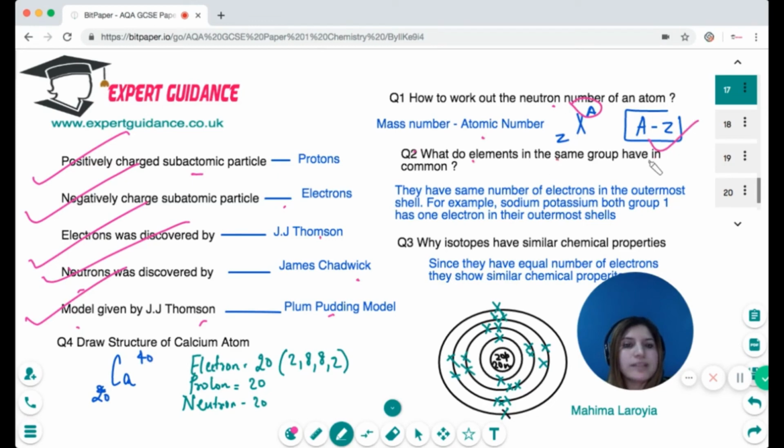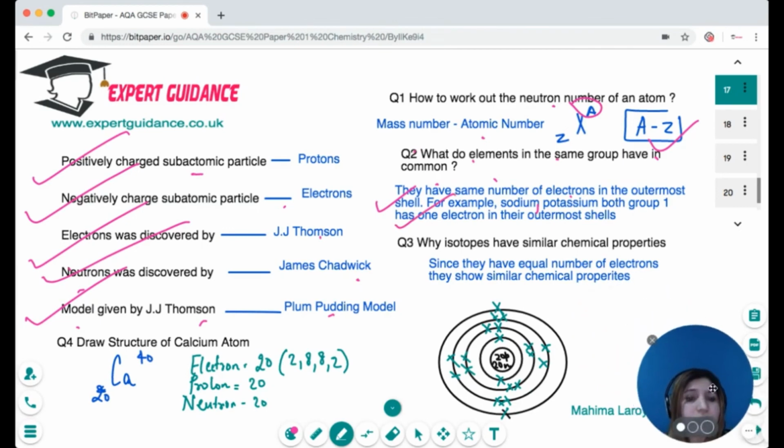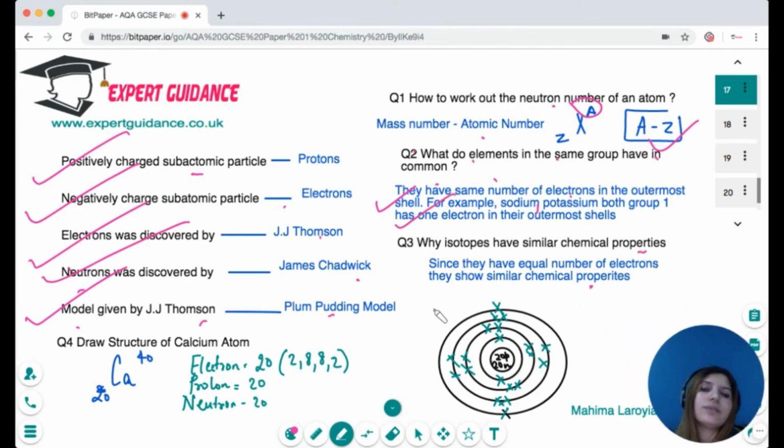What do elements in the same group have in common? They have same number of electrons in their outermost shell. So for example, sodium and potassium both belong to group 1, have 1 electron in their outermost shell. Why isotopes have similar chemical properties? Because they have equal number of electrons, so they show similar chemical properties.